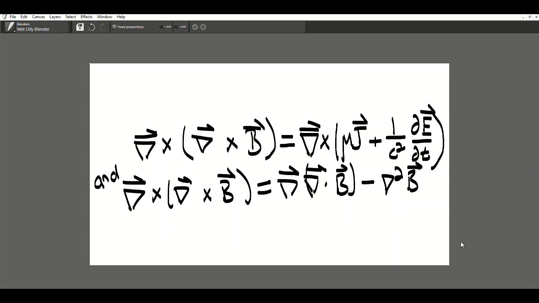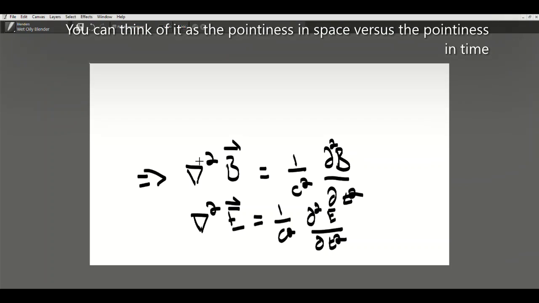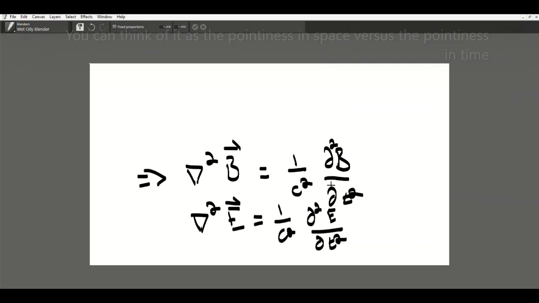And what that boils down to is you can just do the math out, and what you get is this Laplacian here, del squared, which is a spatial derivative in all three directions independently. So what this is saying is that the rate of spatial change is equal to 1 over c squared times the rate of the time change, which means that how our magnetic field changes in space depends on how our magnetic field changes in time. How our electric field changes in space depends on how our electric field changes in time.